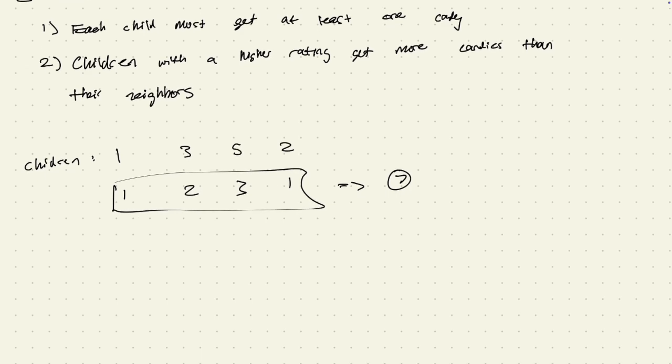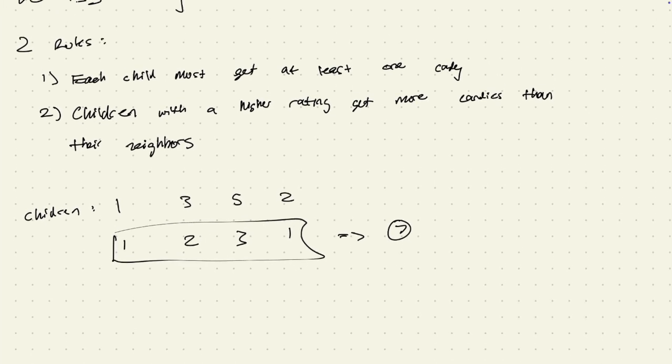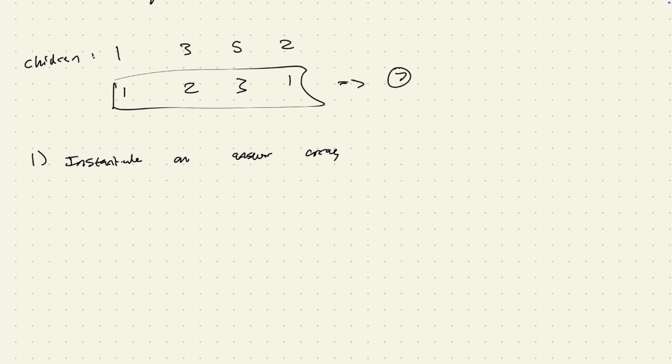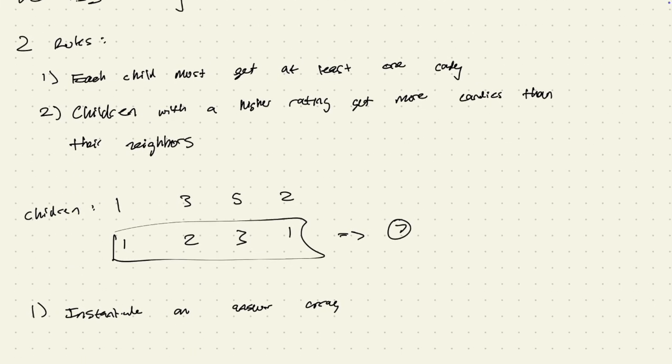So what we can do is essentially simulate this entire process. The strategy here is first we instantiate an answer array full of 1s. First we just assign everyone 1 candy, because this is an easy thing to do. It takes care of this first rule for us right here. Now we're going to think of this second rule in terms of two different things. So this second rule, we can enforce like it's two rules, right?